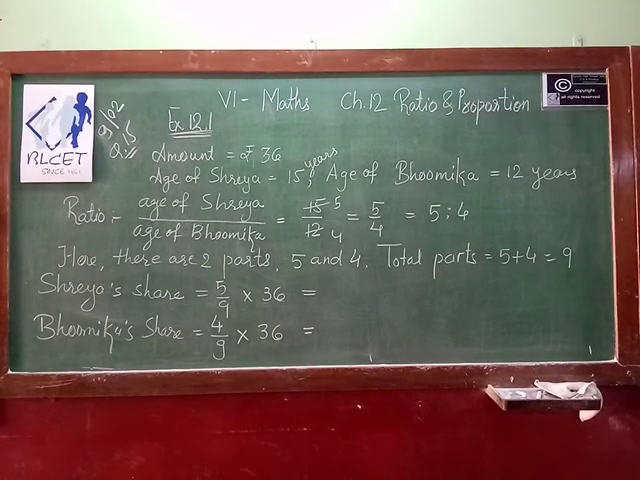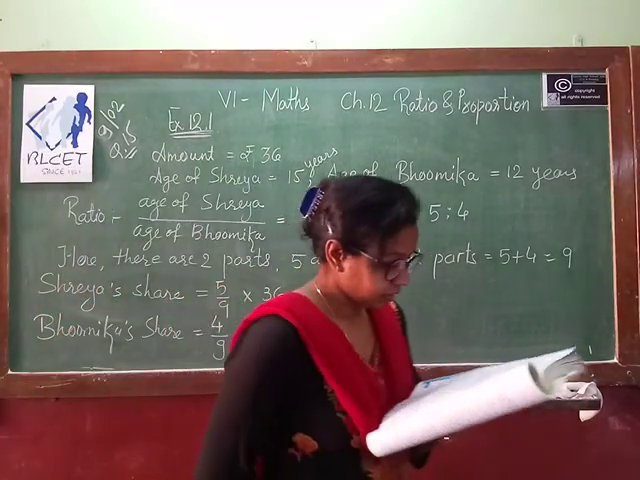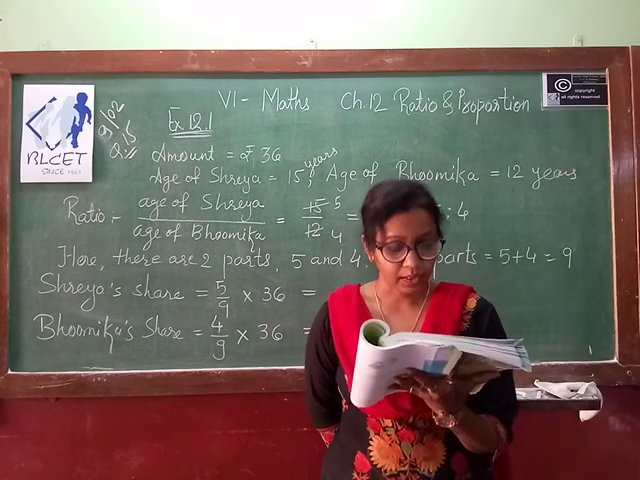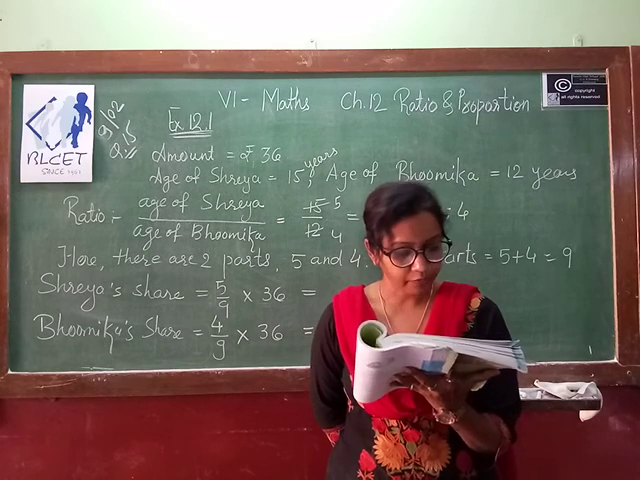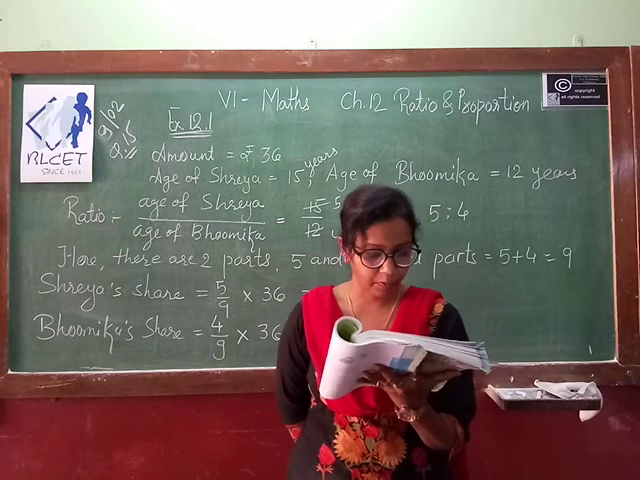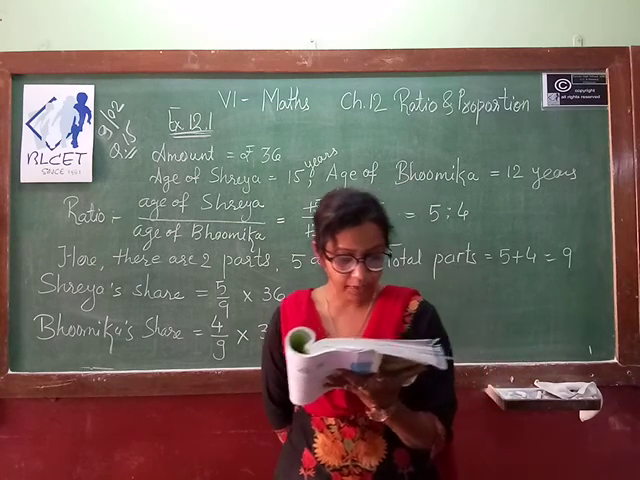See the next question. The question is, a mother wants to divide rupees 36 between her daughters Shreya and Bhumika in the ratio of their ages. If the age of Shreya is 15 years and the age of Bhumika is 12 years, find how much Shreya and Bhumika will get.